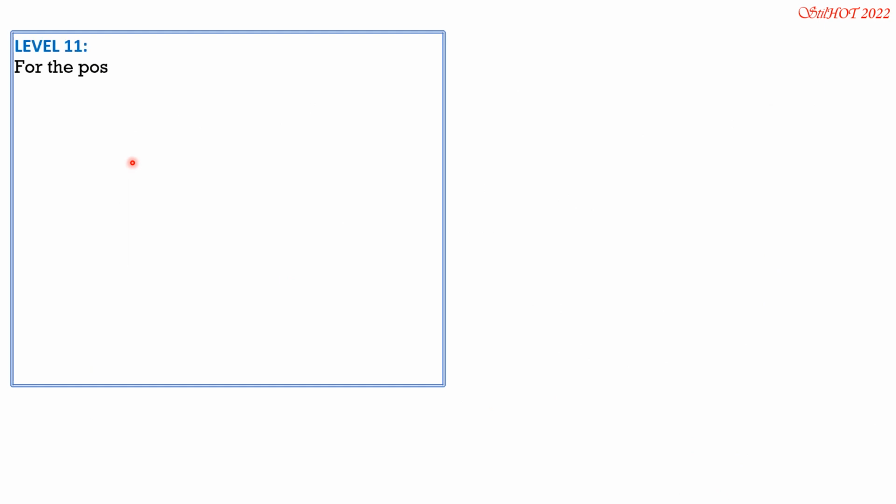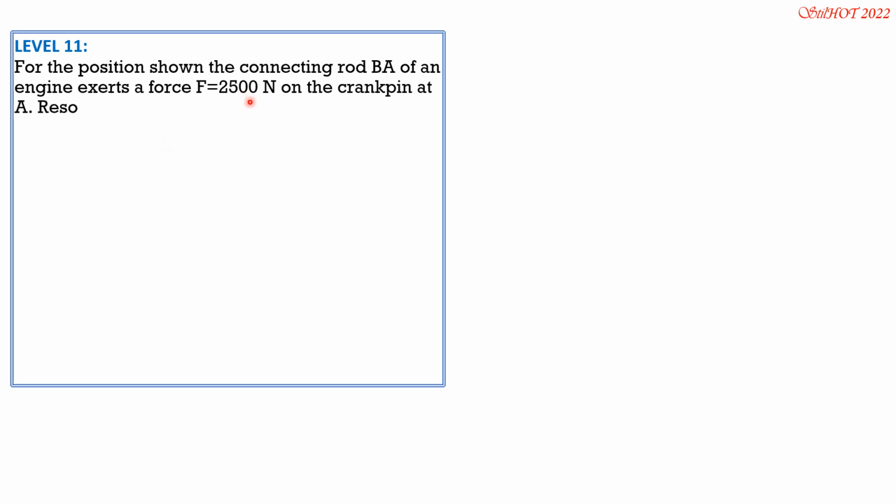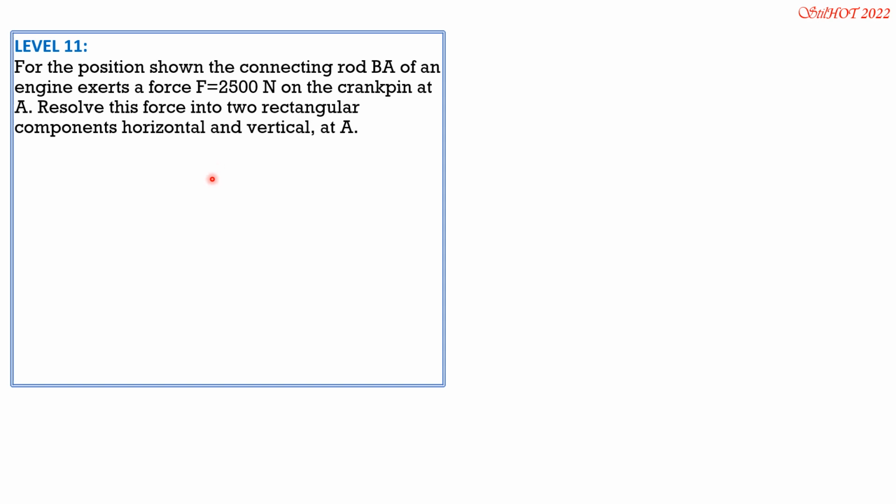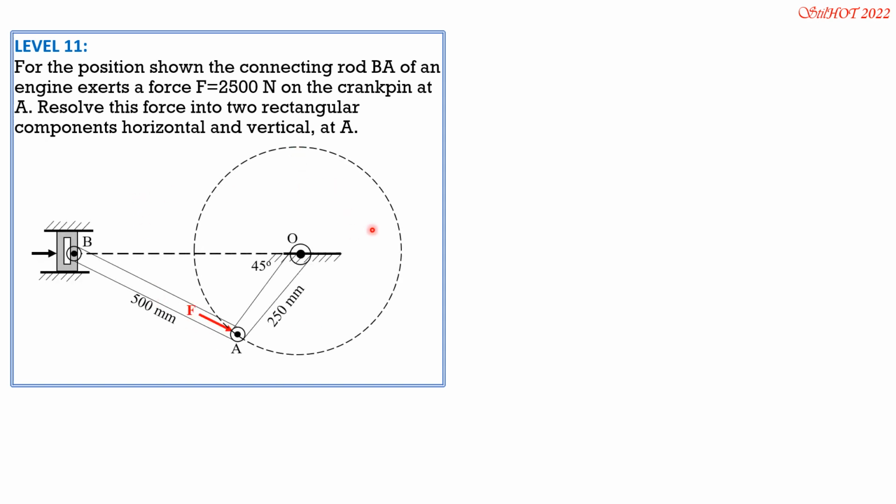Level 11 problem. For the position shown, the connecting rod BA of an engine exerts a force F of 2,500 newtons on the crank pin at A. Resolve this force into rectangular components, horizontal and vertical, at A. So here is the given figure to find the horizontal and vertical components of F. So we must find this angle here, which is also the angle that F makes with the horizontal.